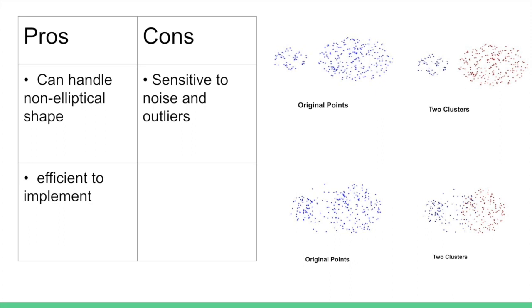And here are some pros and cons for single link. First of all, it can handle non-elliptical shapes. As you can see from the top right, it clusters this kind of data set pretty well, and it's efficient to implement because all you need to do is find the smallest distance between two clusters. But it's really sensitive to noise and outliers. As you can see from the bottom, the clustering doesn't give a really good result because of the huge amount of noise.